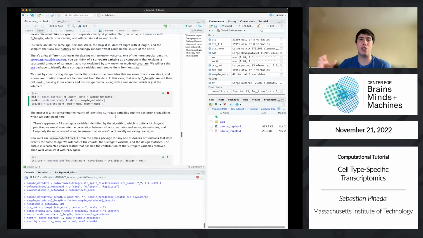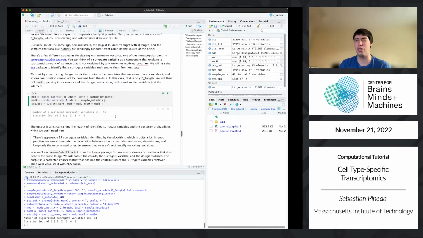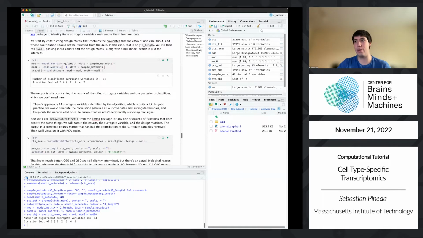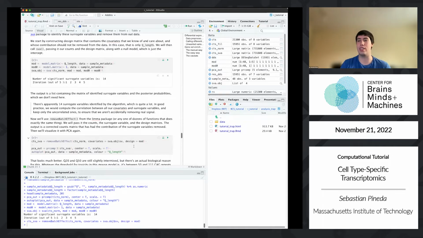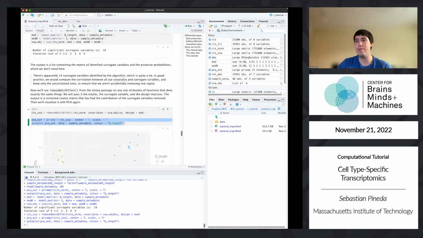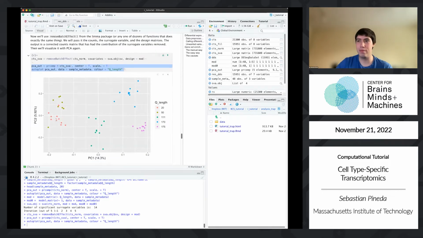And it identifies covariates that are not Q length, that are responsible for our variation. And here it found 14. That's a lot. So now that we have those 14 unknown covariates, we can remove them. All this function does is regress them out. And now we can do our PCA again. And now it looks beautiful. We no longer have outliers.